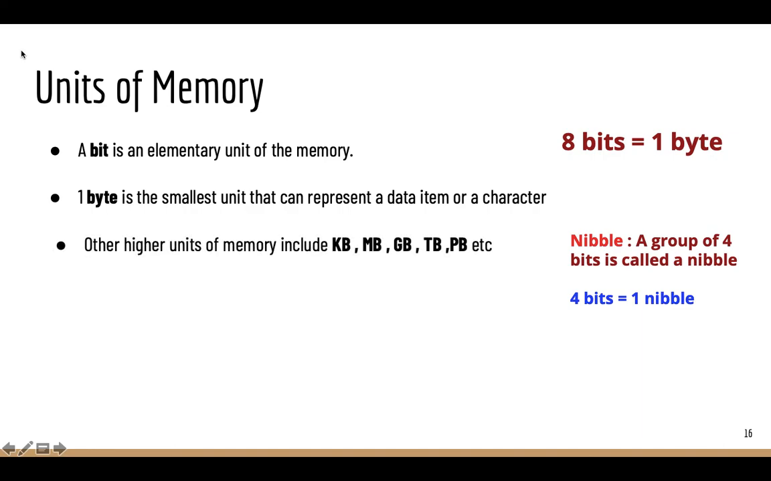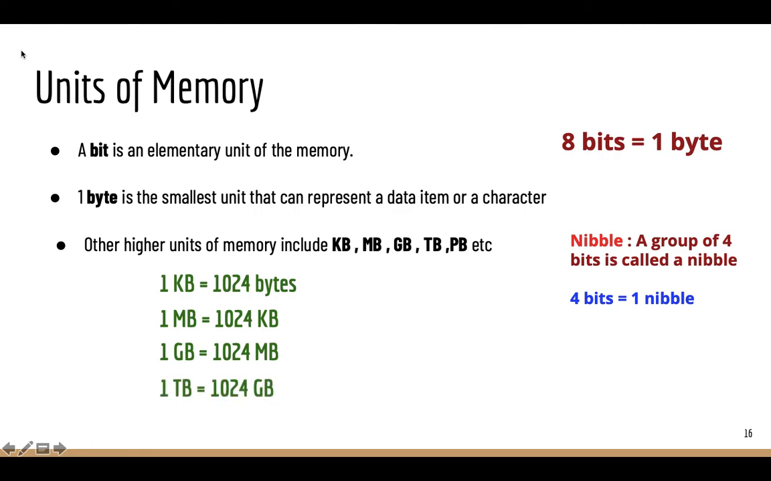We have other higher units of memory which include KB, MB, GB, TB and PB, which stand for kilobyte, megabyte, gigabyte, terabyte and petabyte respectively. These are its interconversions. 1 KB is equal to 1024 bytes, 1 MB is equal to 1024 KB, 1 GB is equal to 1024 MB, 1 TB is equal to 1024 GB and 1 PB is equal to 1024 TB.